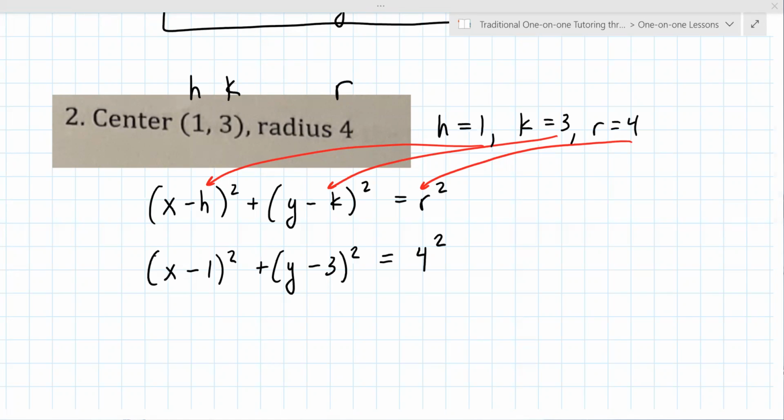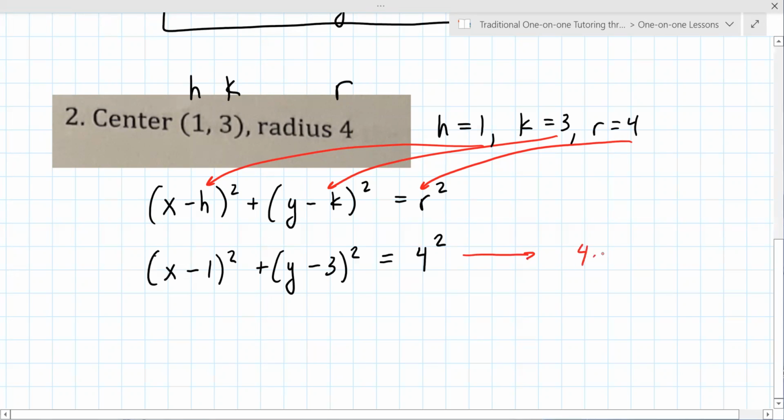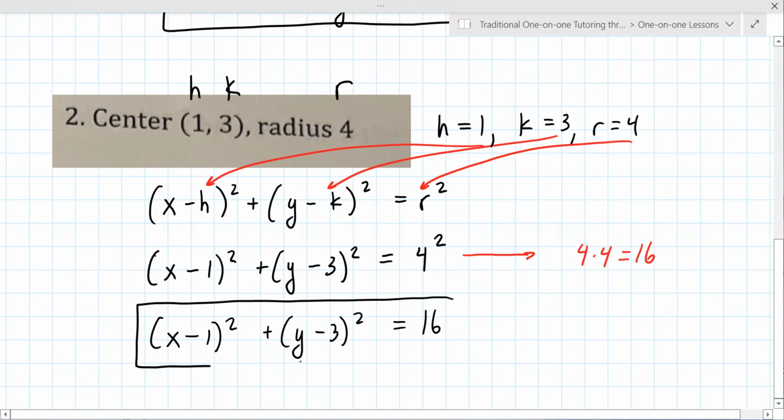Okay, got it down. Awesome. Now the only thing that's left to do in this problem is to simplify 4 to the power of 2. 4 to the power of 2 is 4 times 4, which is 16. So you can rewrite it, or you can cross out the 4 squared and put a 16 there. But if you were going to rewrite it, you have to rewrite everything: x minus 1 squared plus y minus 3 squared equals 16. This is your final answer, Sourish.